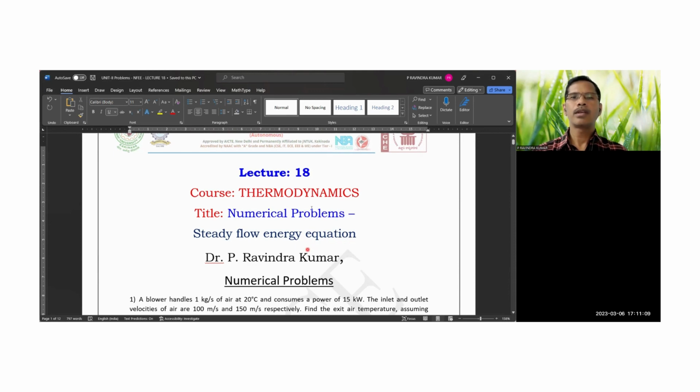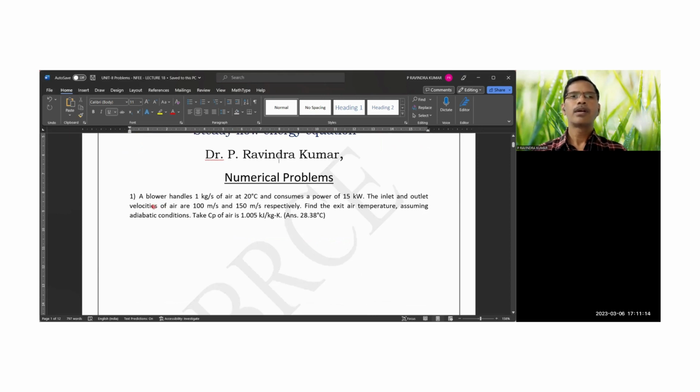These are the exercise problems from the Pekenag textbook. It is given that a blower handles 1 kg per second of air at 20 degrees centigrade and consumes a power of 15 kilowatts. The inlet and outlet velocities of air are 100 meters per second and 150 meters per second respectively. Find the exit air temperature, assuming adiabatic conditions.